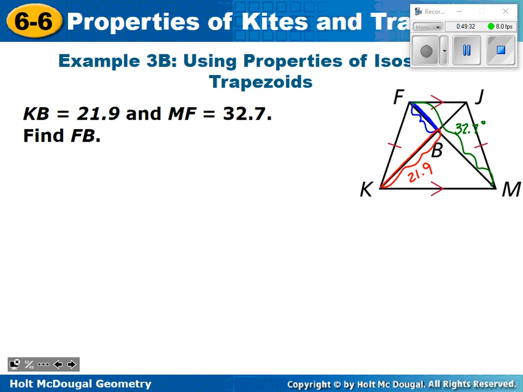So what could we do there? Okay, so the first property that we're using is that the diagonals are congruent, right? So if it's isosceles, the diagonals are congruent, which means if this one's 32.7, so is this one. And if we do 32.7 minus 21.9, what does that give us? So 10.8. And that would be the other little piece that's right here, which would be congruent to the little piece FB that we're looking for, right? So that means FB would also be 10.8.